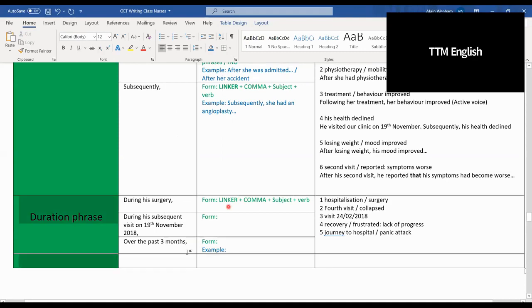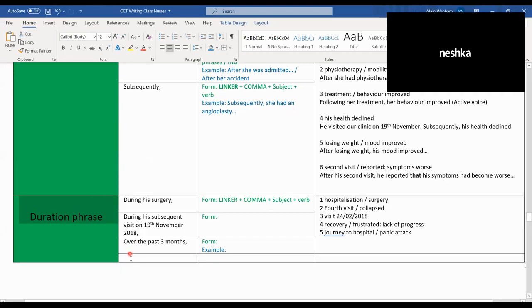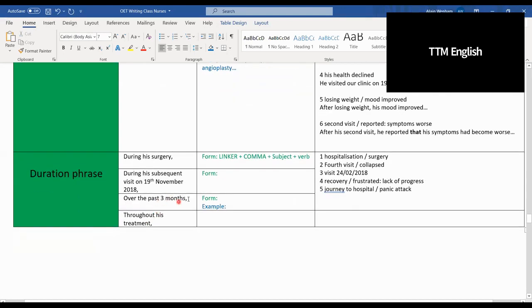While he had his surgery is good, but doesn't sound quite formal enough for me. It's okay. Can we say during in March? You can't say during in March. No, that's not correct. How about this, guys? Throughout his... What can I put? Treatment. Good. Right. So here's throughout his treatment. Yes. Here are four duration phrases, guys.